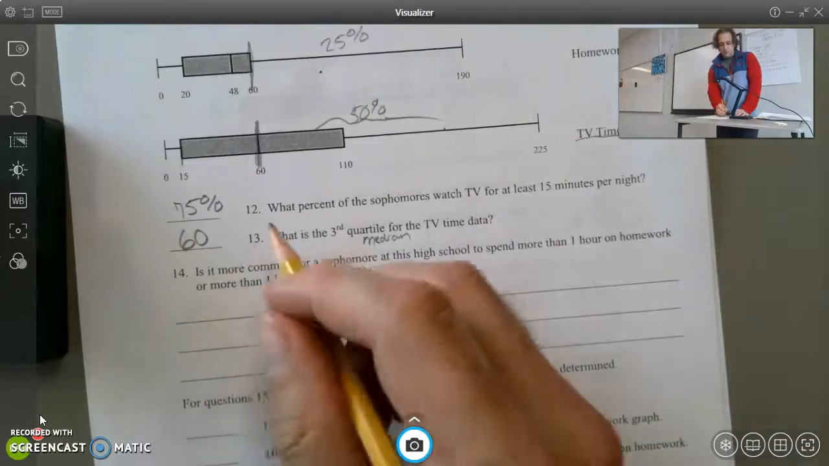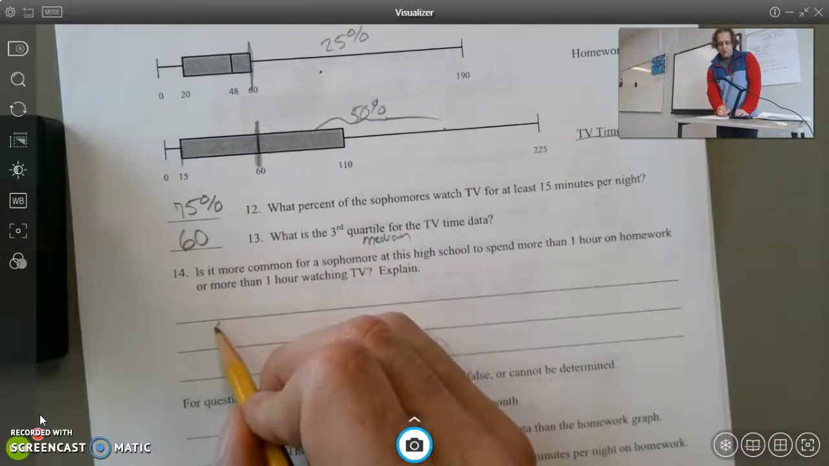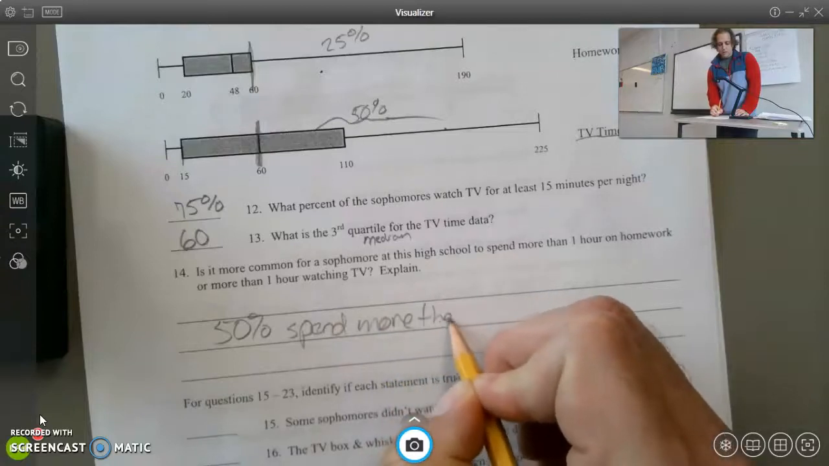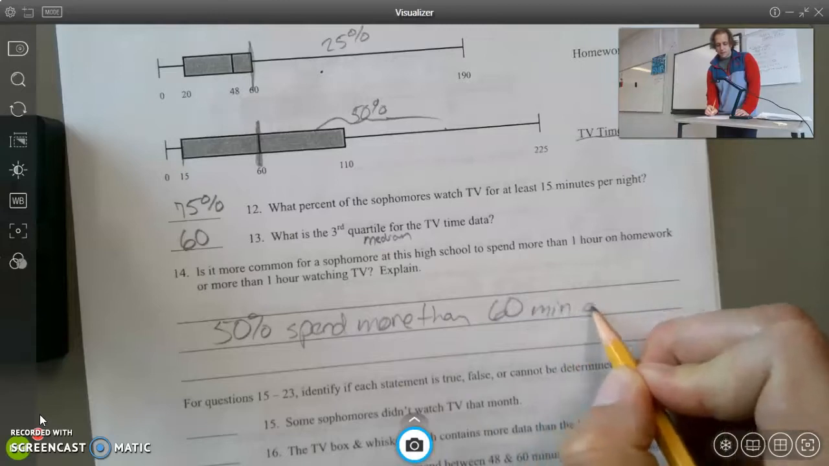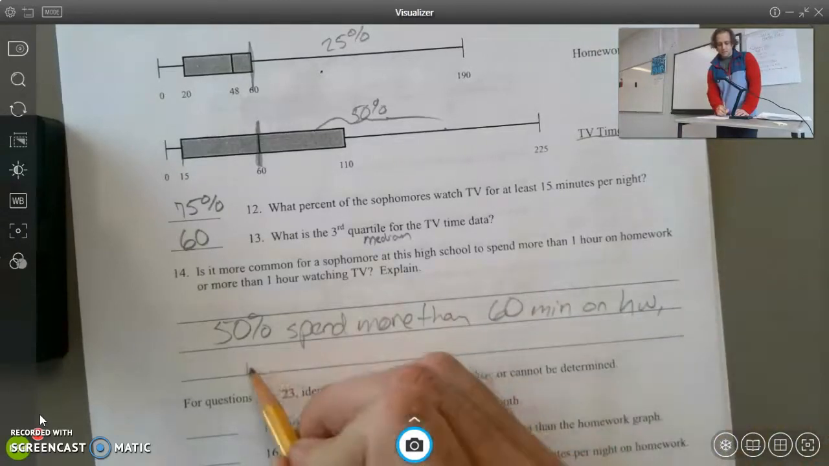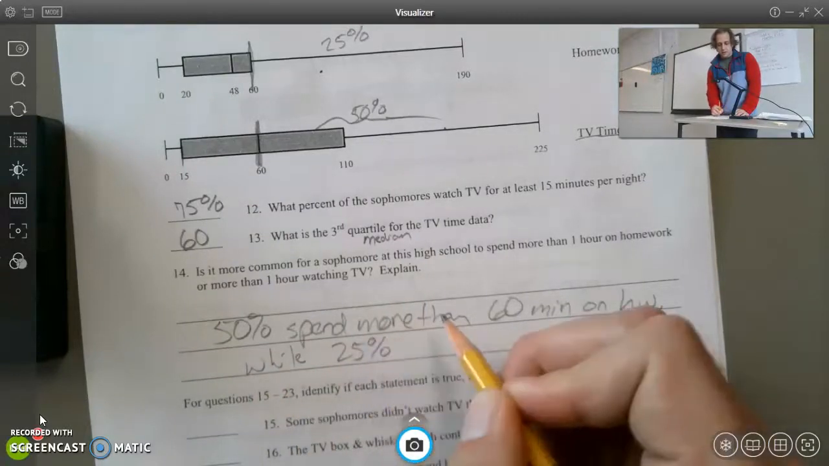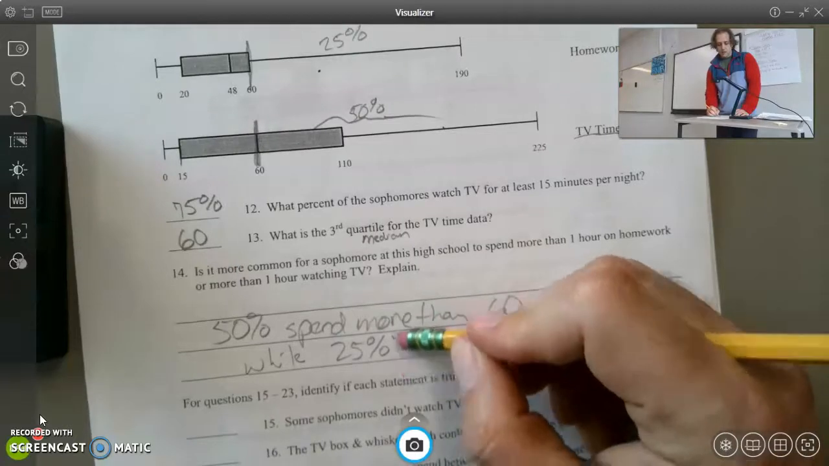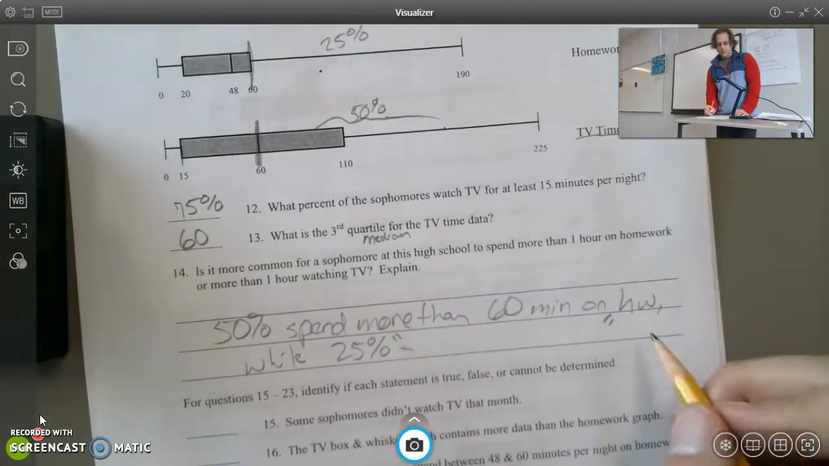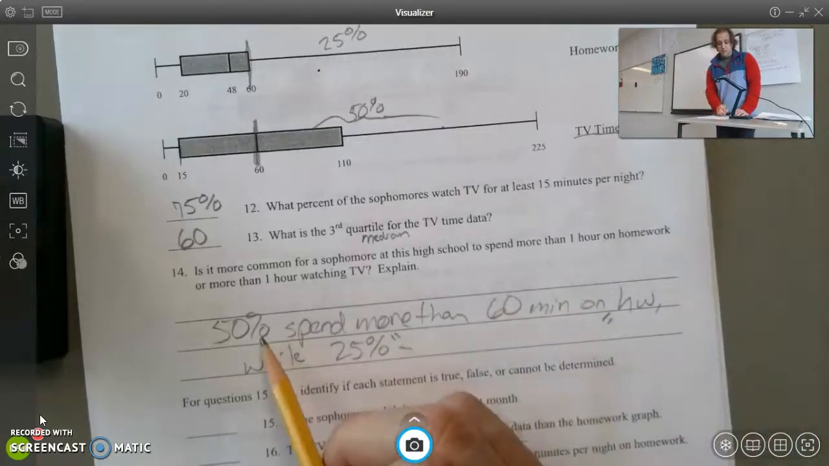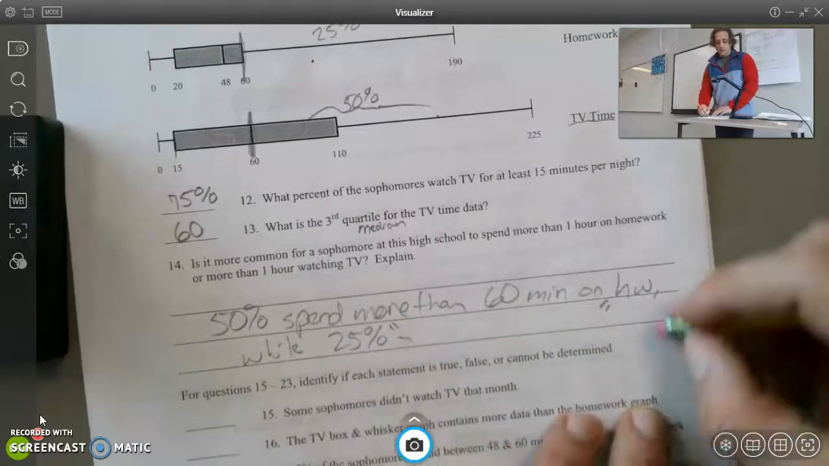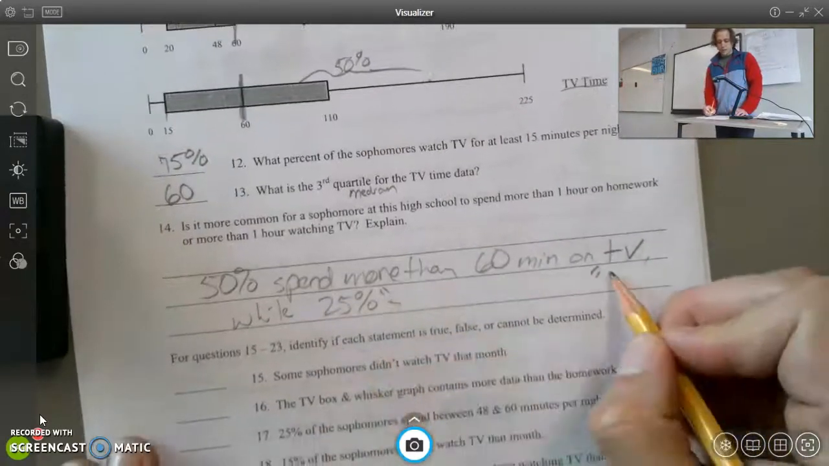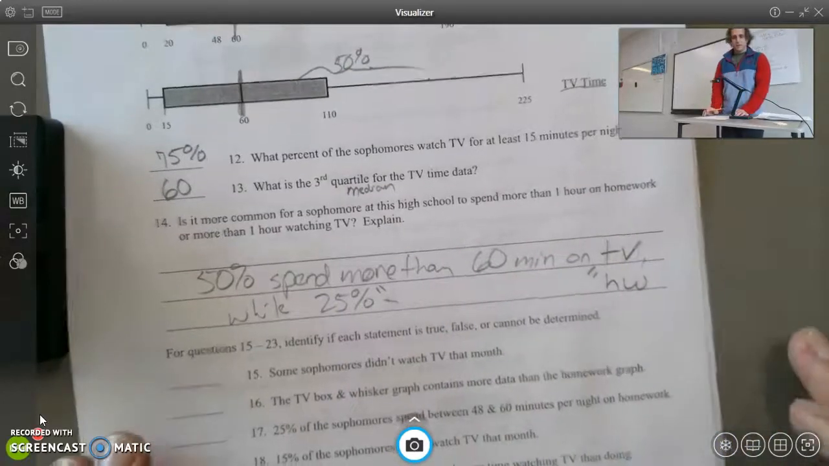So, 50% spend more than 60 minutes on homework, while 25%, I'm just going to ditto that, spend more than 60 minutes on, excuse me, I said that wrong, forgive. 50% spend more than 60 minutes on TV time, while 25% spend more than 60 minutes on homework. Sorry about that. Got my numbers crossed up, got it.